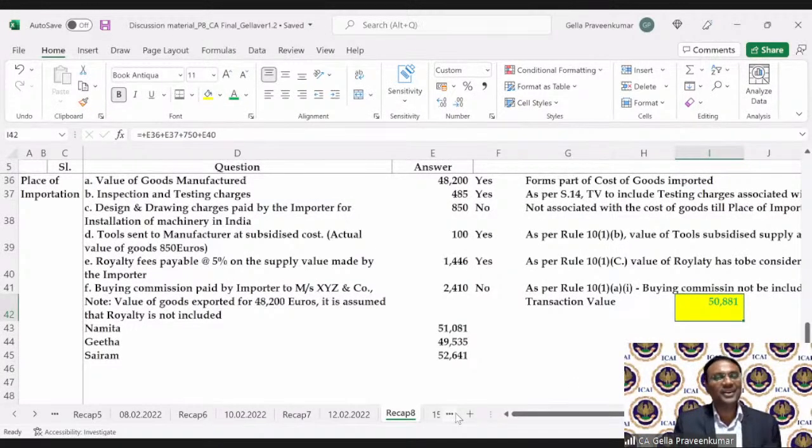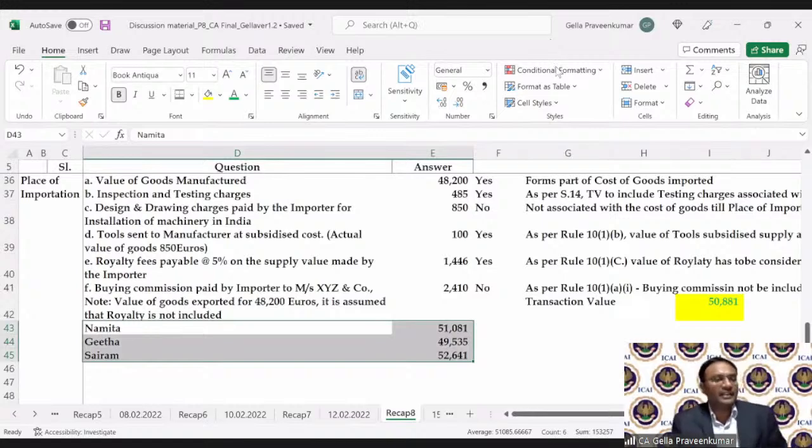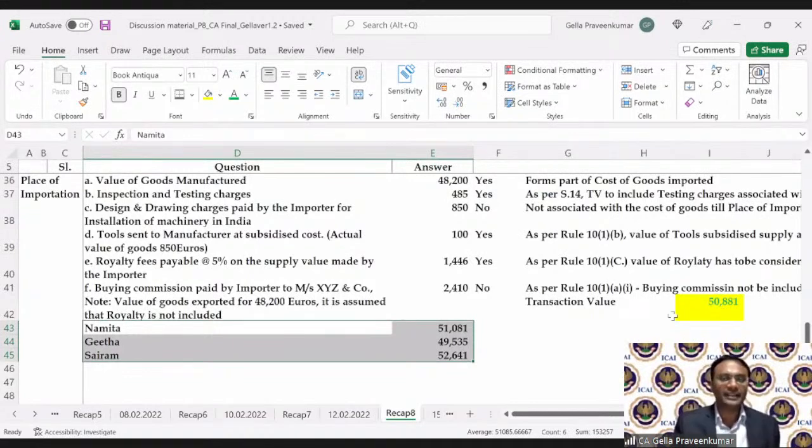Now, you got a fourth answer. On the screen, you can see there are 3 answers already given by Namita, Geeta, and Saidam. And I have calculated 50,881. Now, look at your answers and please do the correction at your end. Naveen, P. Naveen Kumar, 51,081. Naveen Kumar, you're very close, man. 51,081. Very, very close by.